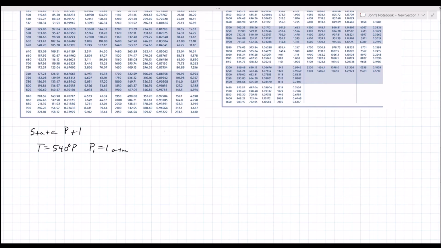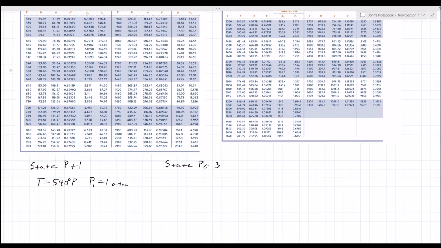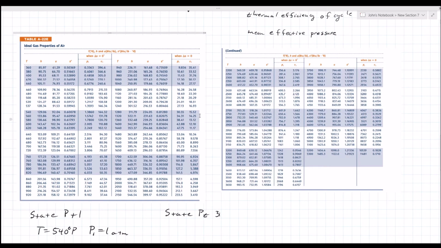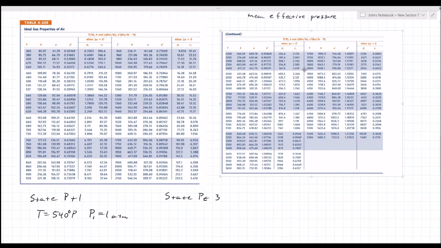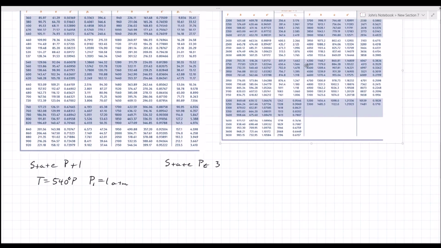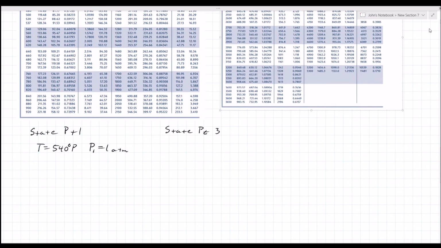So let's find my mouse. State point 3. And you may have noticed these charts. Well, these are the charts I was telling you about earlier where the values are tabulated. You have the temperature in Rankine, the enthalpy and internal energy in BTU per pound, the entropy, which we won't really be dealing with, and then we have the reduced pressure and the reduced specific volume of the system.